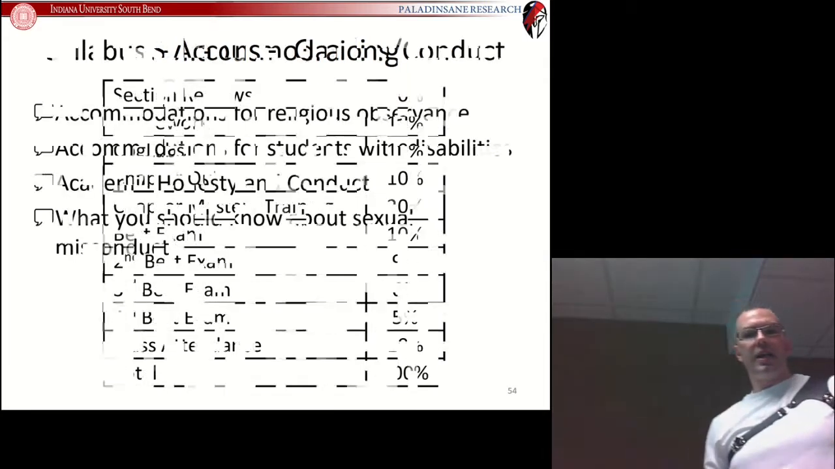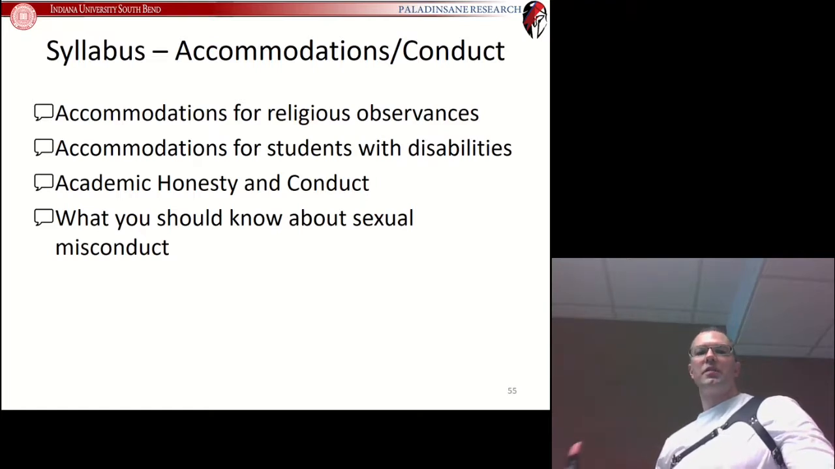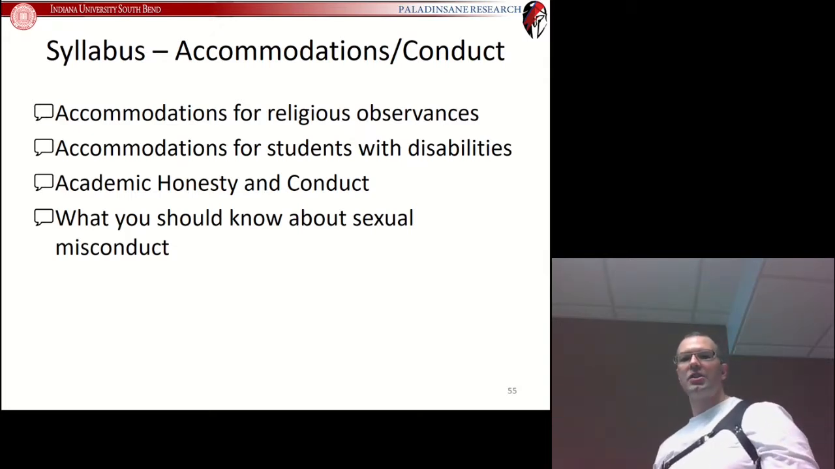All right, almost done. Accommodations for religious observances or students with disabilities, academic honesty and conduct, and what you should know about sexual misconduct. That is all available on the syllabus. Please familiarize yourself with that, especially if you need accommodations for religious observances or for disabilities. Please let me know as soon as possible, and we'll make sure that you get those accommodations.